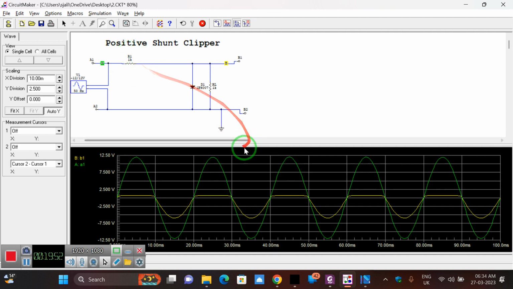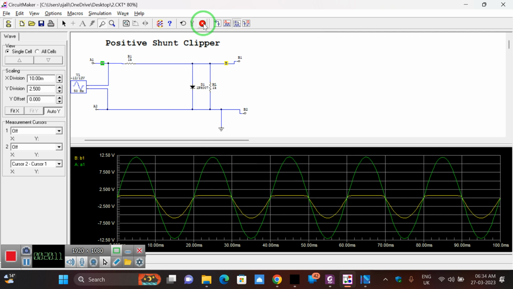Okay, without this resistance the circuit will not work, it will act as a short circuit. So be careful. Don't do that one. Keep some resistance in series. You can keep the value of the resistance very small, no problem, but there should be some resistance. So this is your positive shunt clipper.